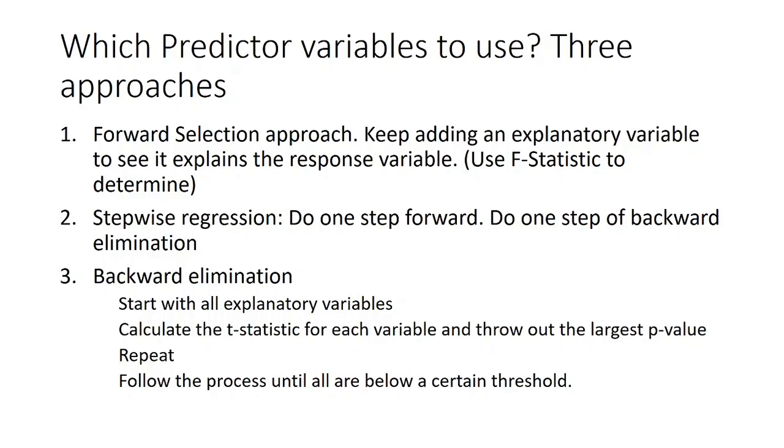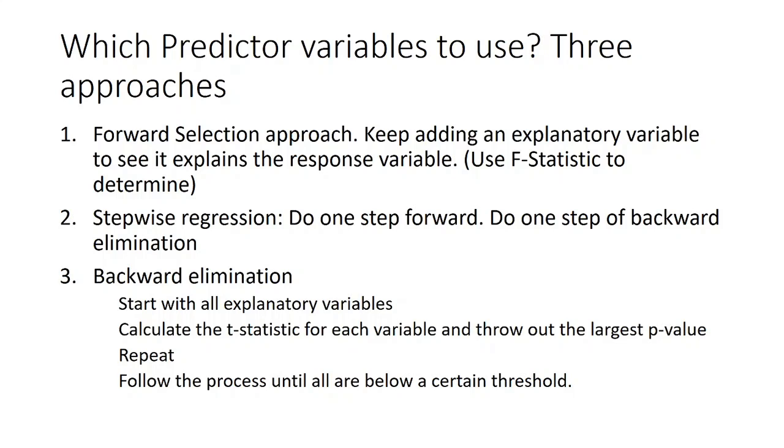One is the forward selection approach. Keep adding an explanatory variable to see if it explains the response variable, then use the overall F statistic to determine. So you keep adding them in, and then once your overall F statistic doesn't work anymore, you stop.